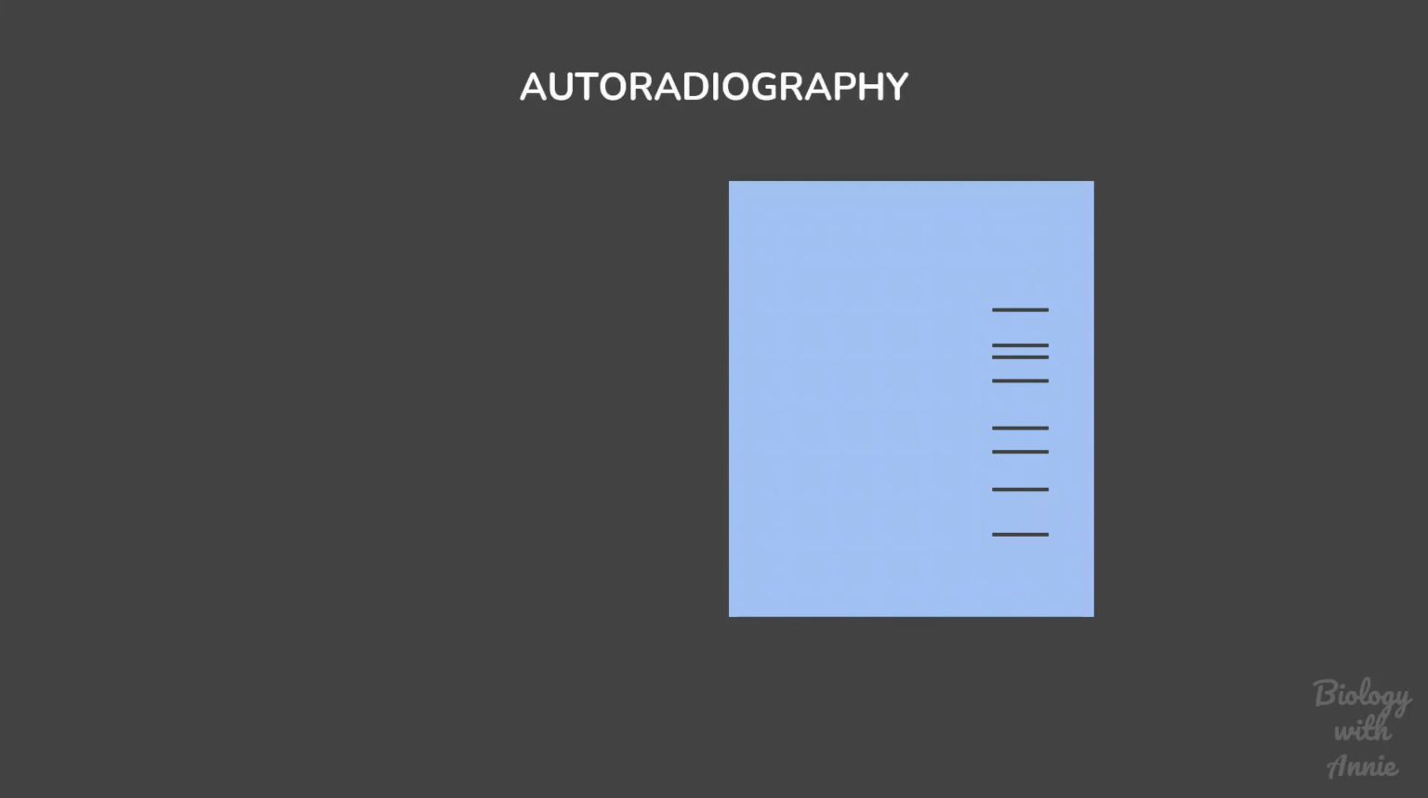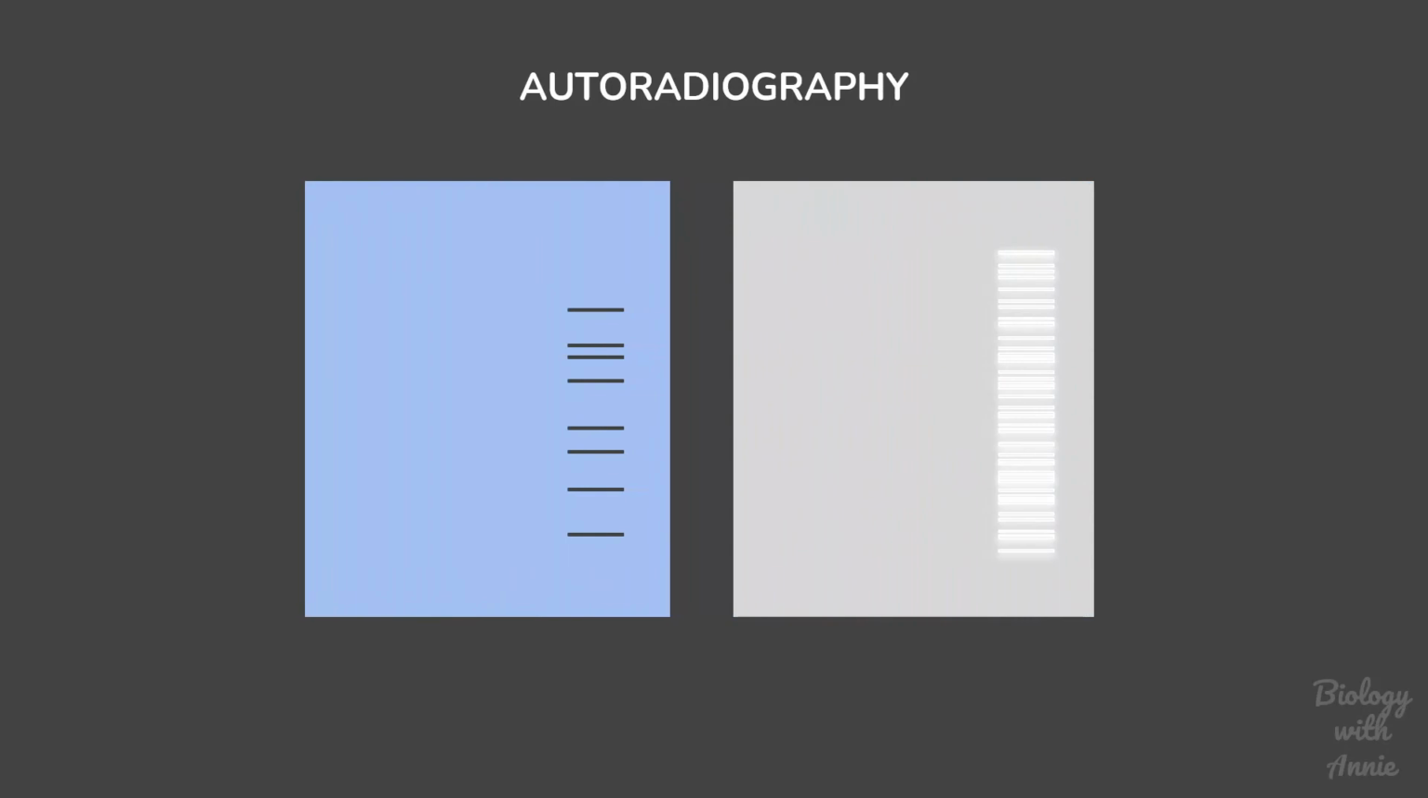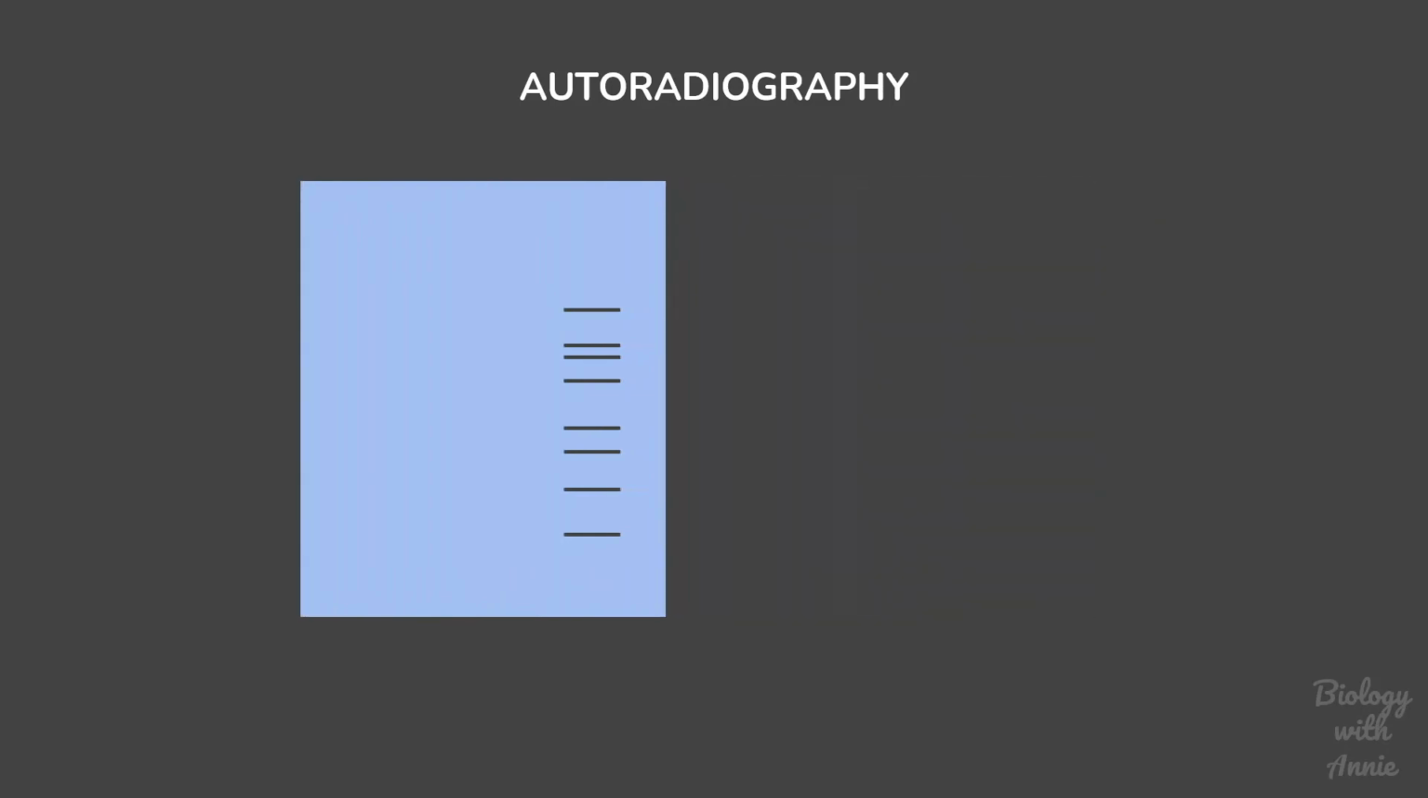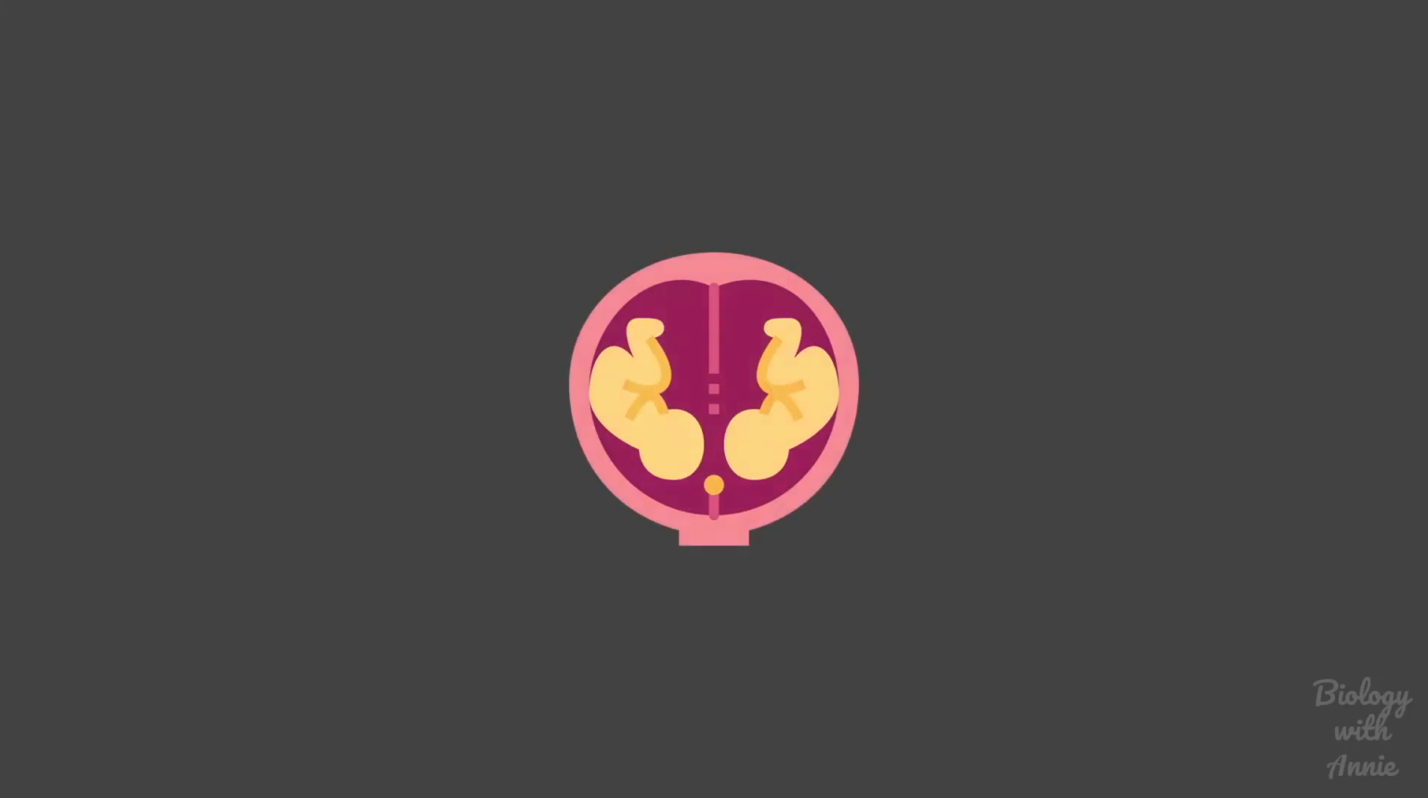The position of each band on the X-ray film will depend on the number of tandem repeats in the DNA fragment. These bands will form a pattern unique to an individual. Hence, this pattern can be used to identify an individual. Every individual will have a different pattern except in the case of identical twins. This is because they were separated from the same zygote and have identical genetic sequences.